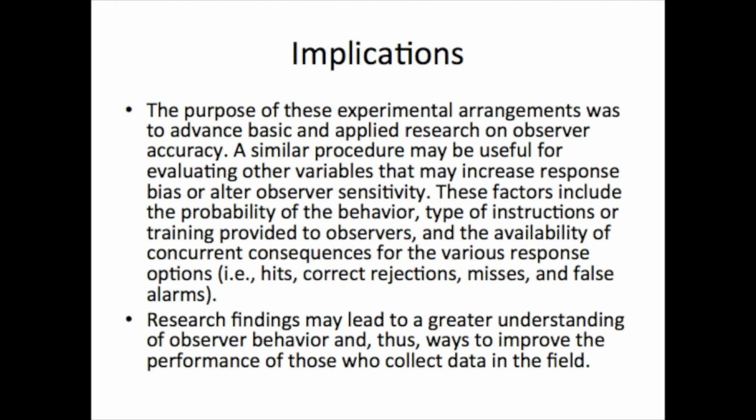The purpose of these experimental arrangements was to advance basic and applied research on observer accuracy. A similar procedure may be useful for evaluating other variables that may increase response bias or alter observer sensitivity. These factors include the probability of the behavior, type of instructions or training provided to observers, and the availability of concurrent consequences for the various response options. Research findings may lead to greater understanding of observer behavior and thus ways to improve the performance of those who collect data in the field.